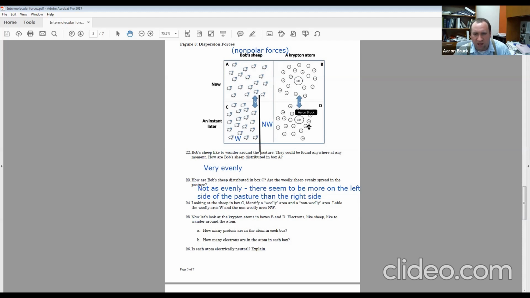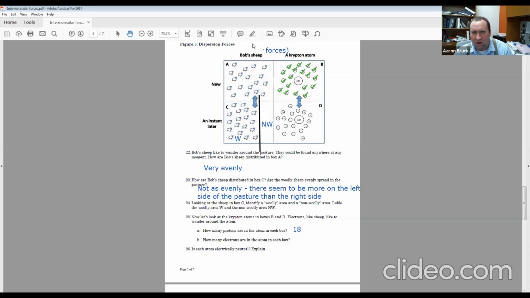If I look at B and D, how many protons are in each box? Well, the answer there is still 18. How many electrons are in each box? I'm going to use a stamp here to highlight them, but I've got 1, 2, 3, 4, 5, 6, 7, 8, 9, 10, 11, 12, 13, 14, 15, 16, 17, 18 in box B.